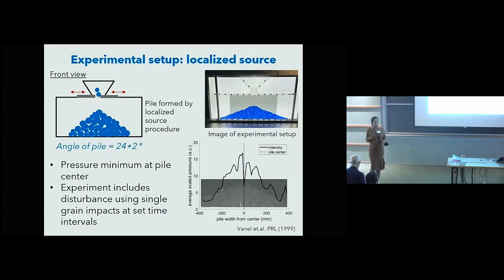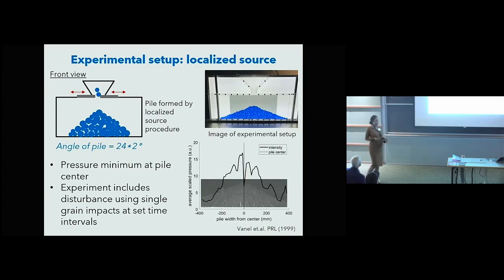And we expect that the way that the pile is formed probably has some influence on the creeping behavior that we'll then observe. We then disturb our pile after some time of preparing it. We disturb the pile using single grain impacts. A single grain is dropped from a fixed height above our pile at set time increments as a way of disturbing the granular system.